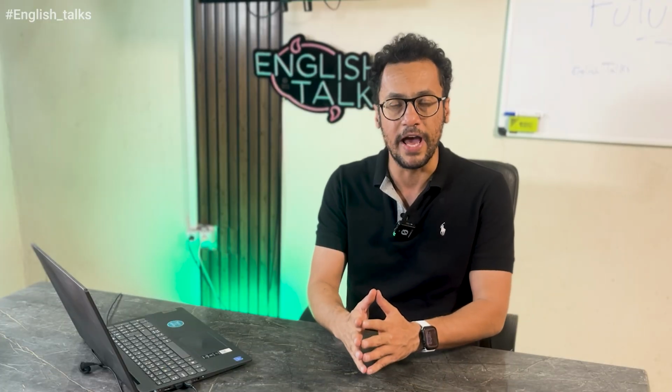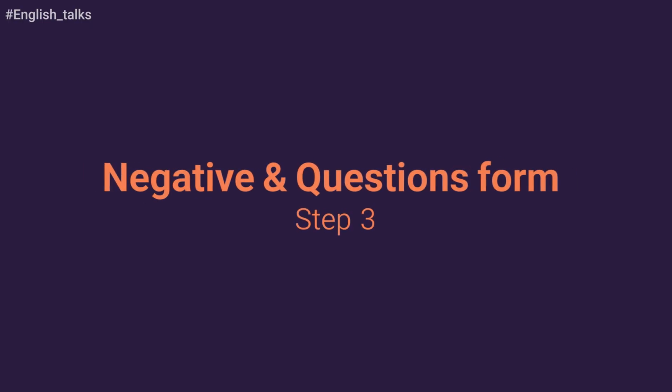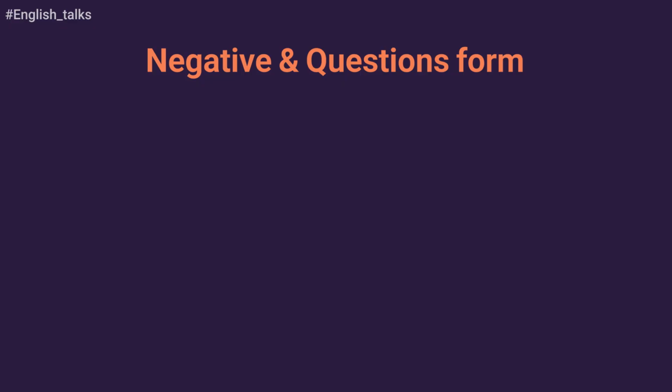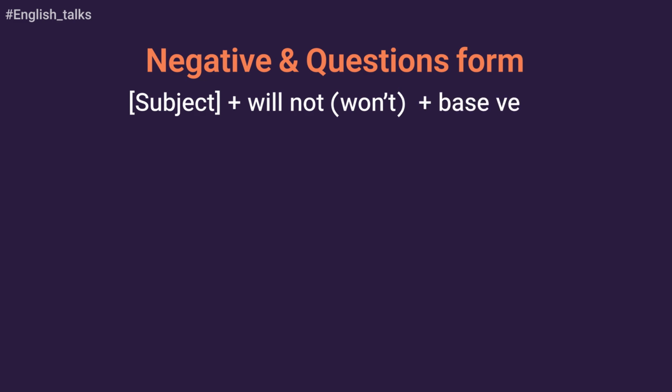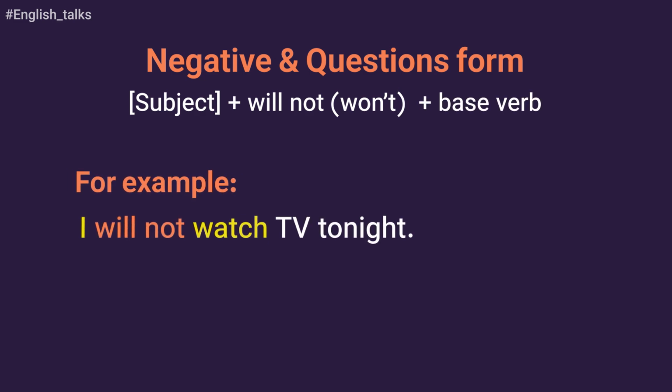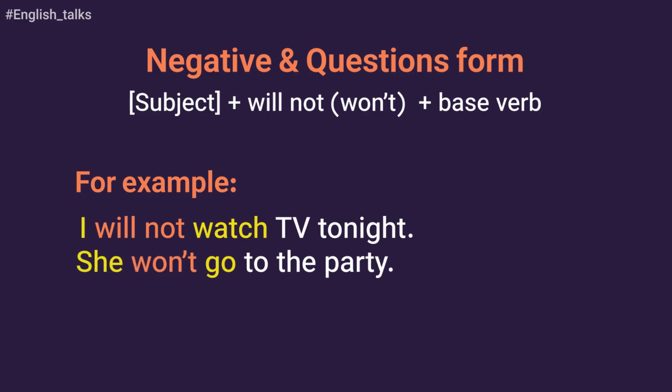Very good guys. Now, let's go for negative and question form. In order to make negative sentences, we can use subject plus will not plus base verb. For example, I will not watch TV tonight, or she won't go to the party.